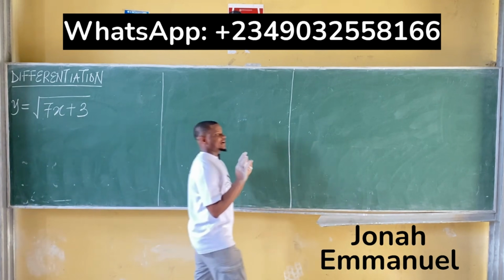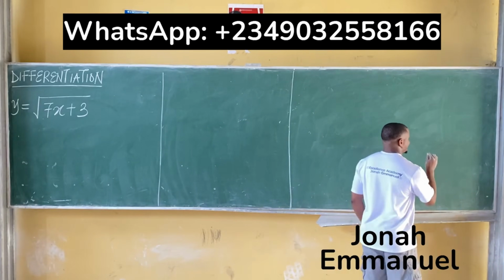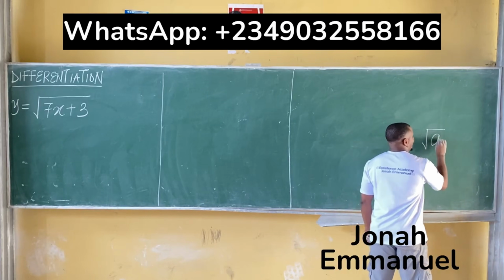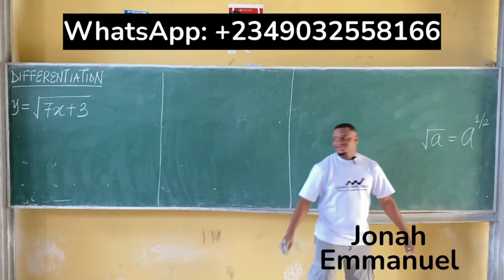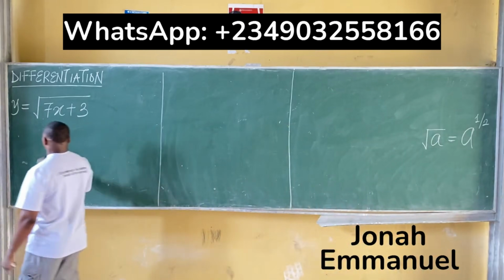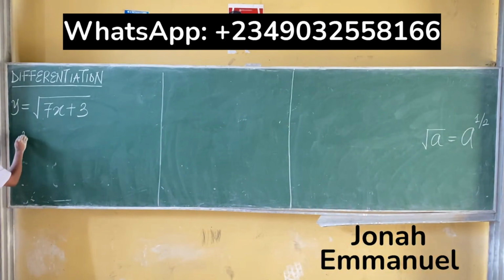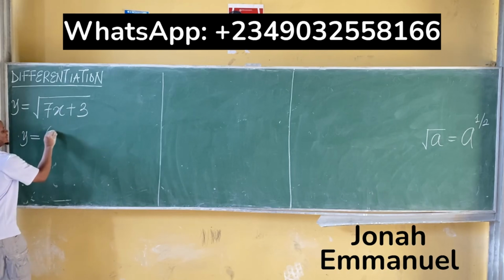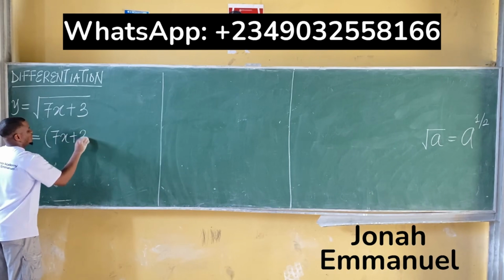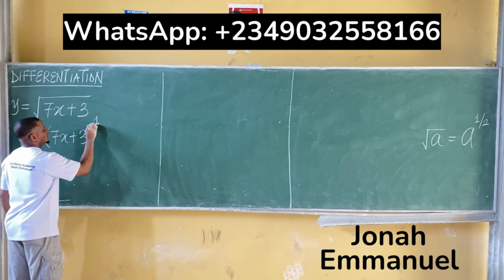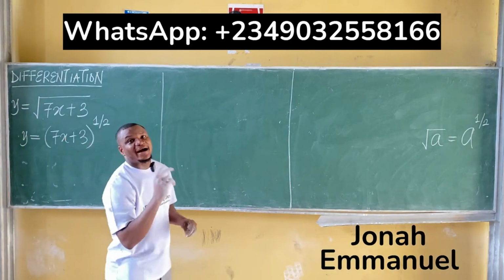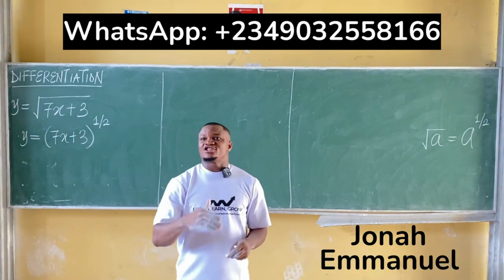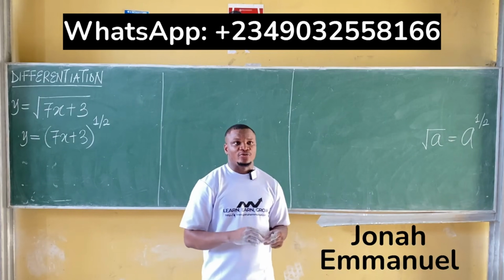Now, we know very well from indices that root a is equal to a to the power what there? 1 over 2. Good. That means this is the same as saying y is equal to what there? 7x plus 3 to the power what there? 1 over 2. This is a rational power. And for a rational power, we use what there? Chain rule.